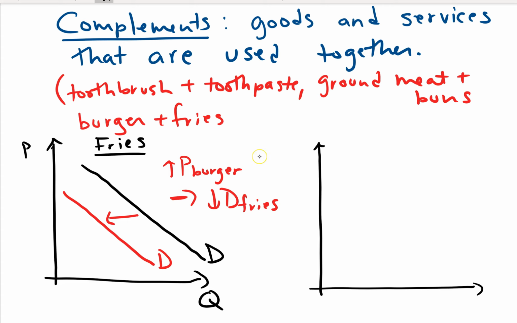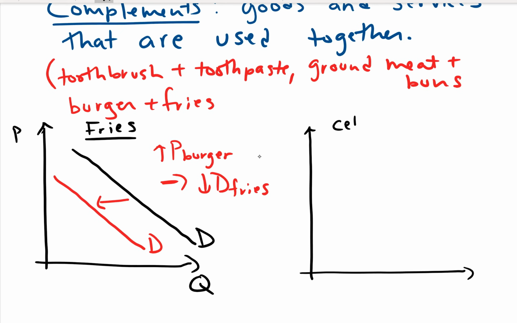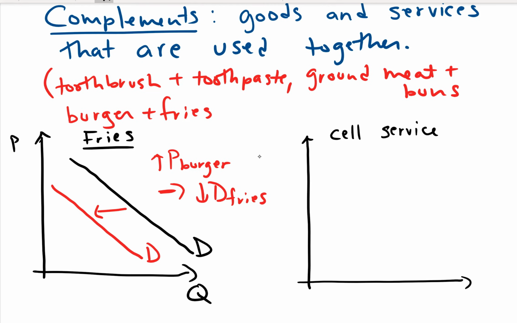We can look for the market for cell service. Okay, so we're looking at the market for cell service, and so we're saying, okay, we're here. This is our demand for cell service. We got our P and our Q, and then what happens if the price of cell phones was to fall?